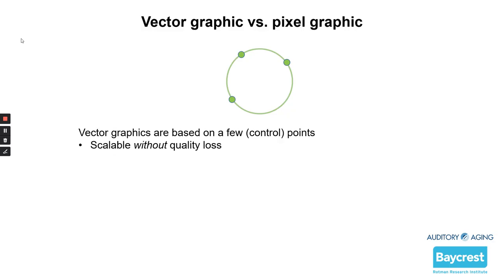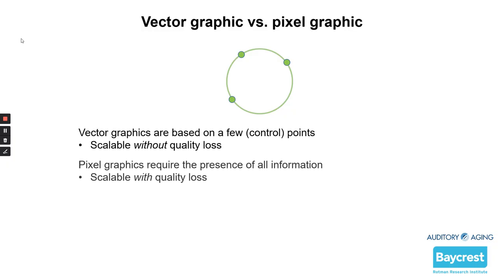And the advantage of this is that the graphic can be scaled up and down, so one can zoom in and out without any quality loss because it's always described just by these 3 coordinates. And vector graphics are really powerful for lines, surfaces, dots, and areas. Pixel graphics are a little bit different.